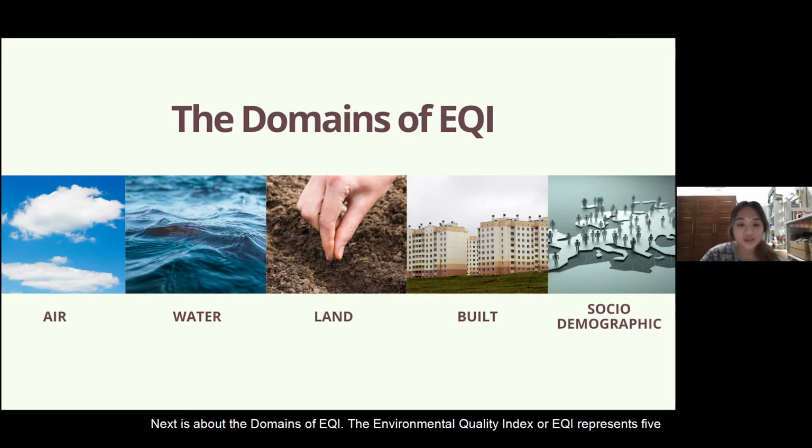Next is about the domains of EQI. The Environmental Quality Index, or EQI, represents 5 areas called domains of the environment, which consist of air, water, land, built, and socio-demographic environments to provide a county-by-county snapshot of overall environmental quality across the entire U.S.